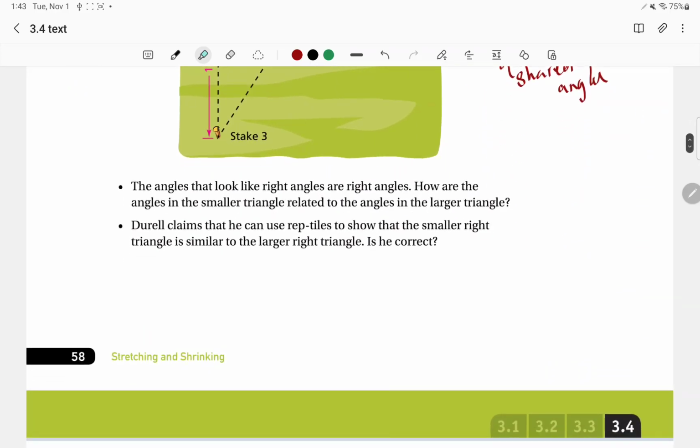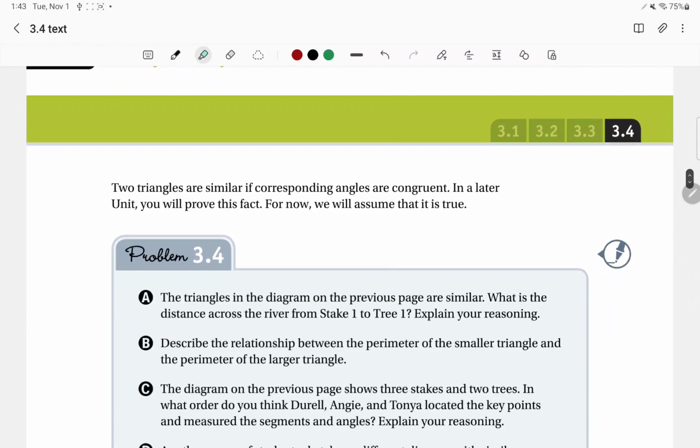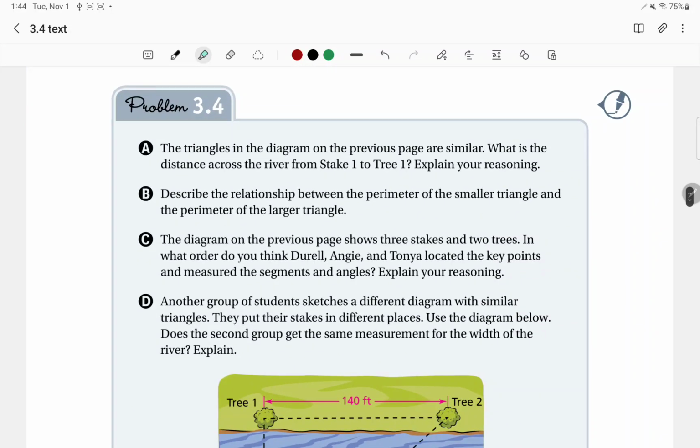Now we're going to look at figuring out what that distance across the river is. On part A, the triangles in the diagram on the previous page are similar. We already talked about that. What is the distance across? Go ahead and try that on your own. See if you can figure out the scale factor from the little one to the big one, or the big one to the little one, depending on how you want to do it.